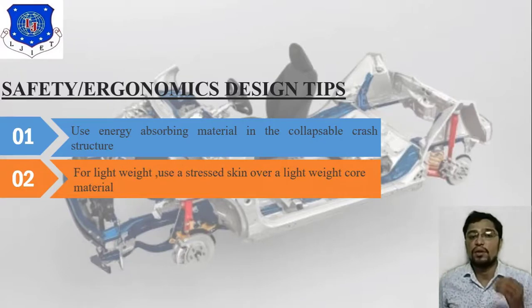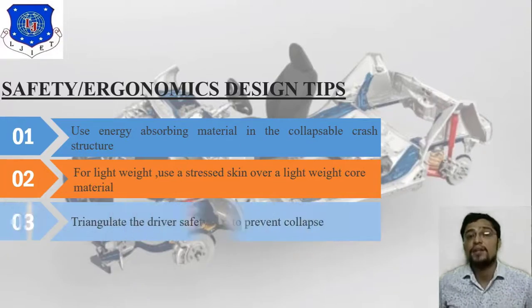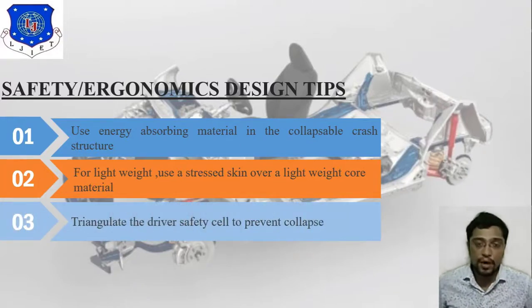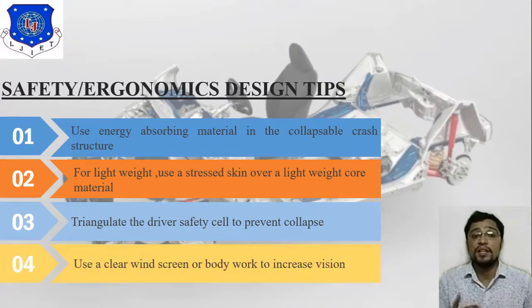Second one, that is for lightweight, use a stress skin over a lightweight core material. Third one, that is triangulate the driver safety cell to prevent collapse. And last one, that is use a clear windscreen or bodywork to increase the vision. So the first two points are related to the material concept. The third point is related to your driver safety cell. And the last one is related to the windscreen for clear vision. Right, so this is the concept of safety and ergonomics design tips.